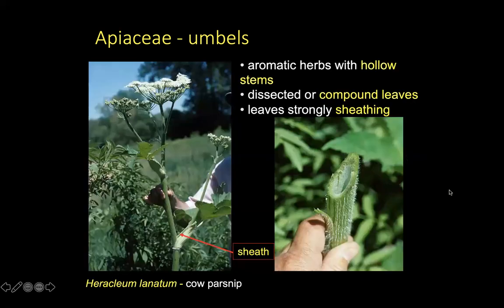It is a pretty easy family to recognize vegetatively, which is really nice. So these are herbs and they tend to be aromatic. So cutting the leaf will release some kind of typical smells, not always pleasant, but worth noting. The stems are hollow, as you can see here. The leaves are almost always either finely dissected or all the way to compound. Very, very few groups actually have simple leaves, and the leaves have a very clear sheathing base.